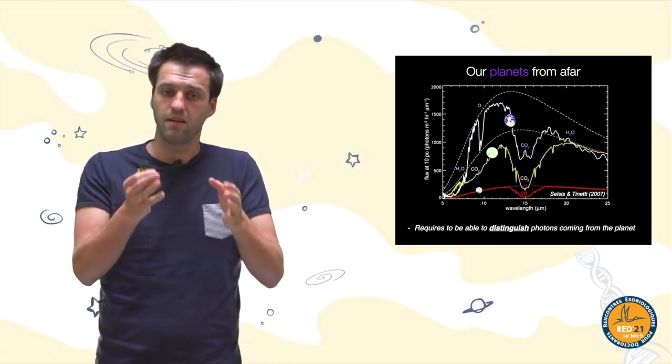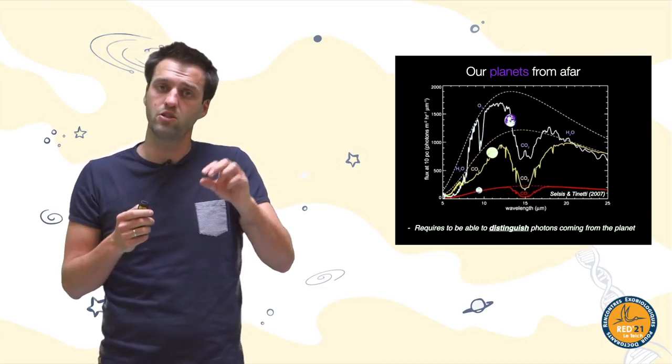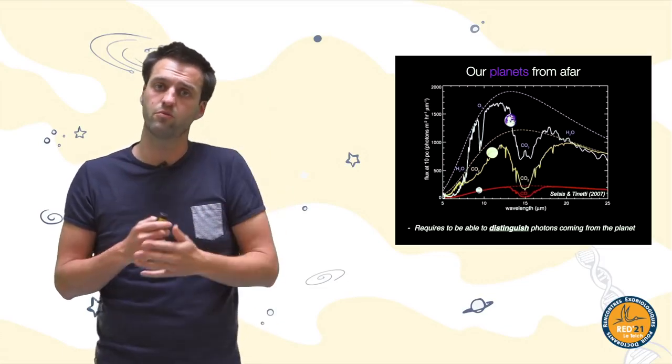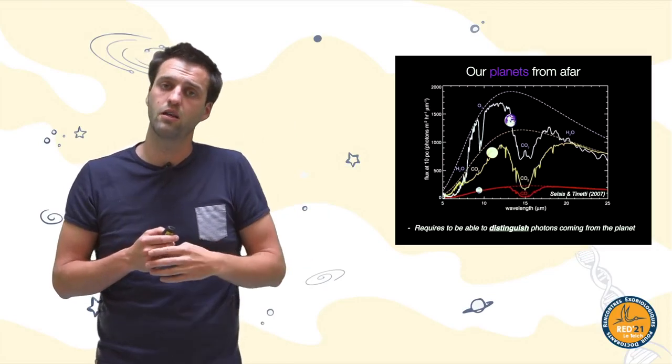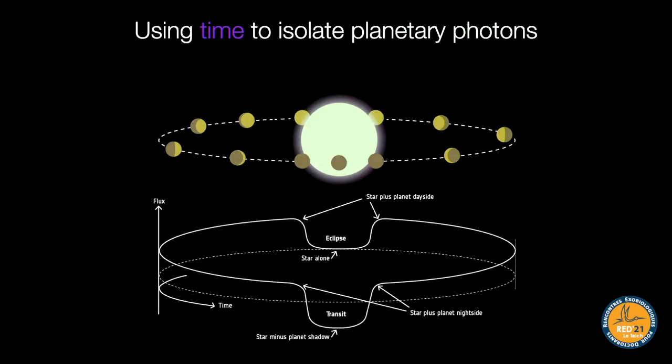But the problem is that this requires being able to distinguish the photons from the planet from the photons from the star. And we already saw in the beginning that it's very difficult. Actually, what we're going to do is we're not going to try to resolve spatially the planet from the star. We're going to use a different technique where we're actually going to use time to isolate the planetary photons. How are we going to do that?